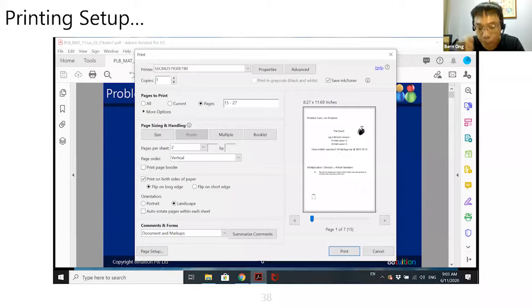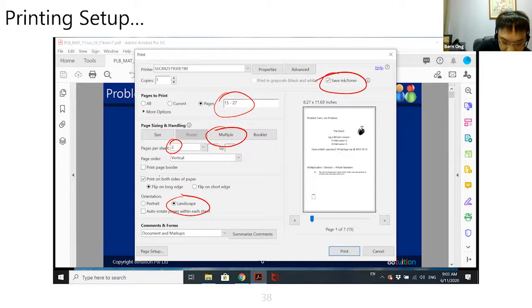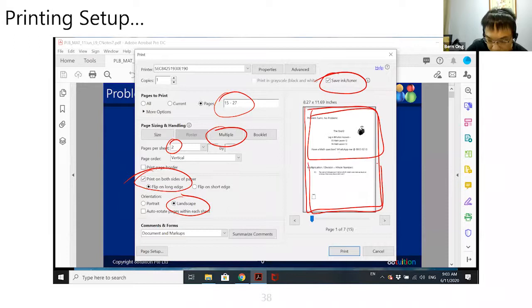Click on save ink. Click on two pages per sheet for multiple. Click on landscape and print on both sides. So you will see that on a piece of paper, there will be two slides like that. So this is all available for you. Just give us time to upload this worksheet onto our website. If you don't have a printer, don't worry about it. You can watch the video over and over again to better understand.